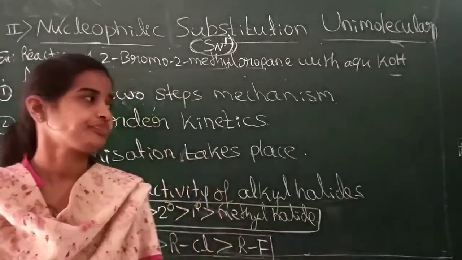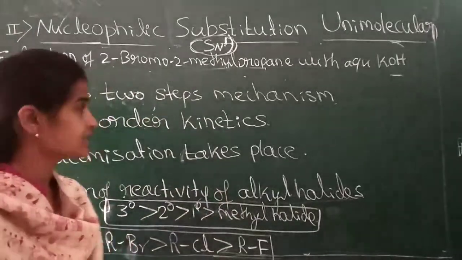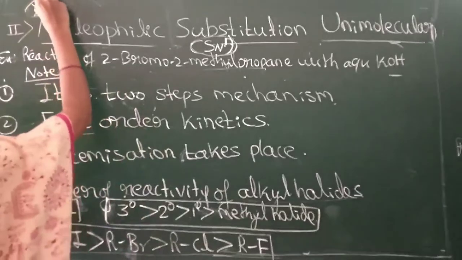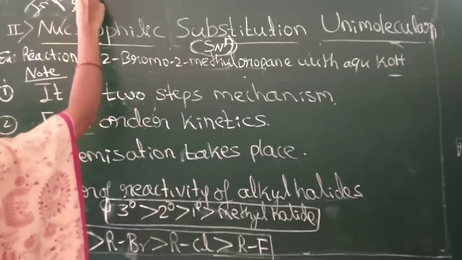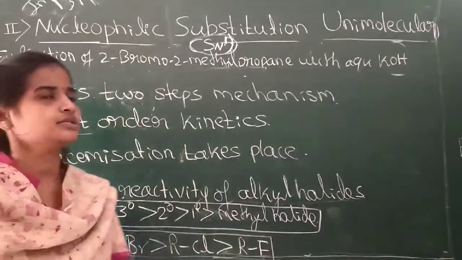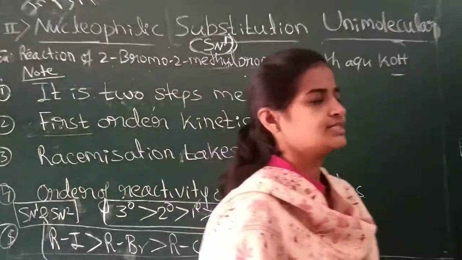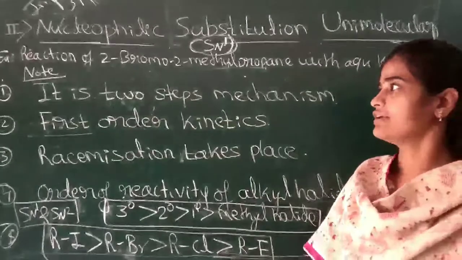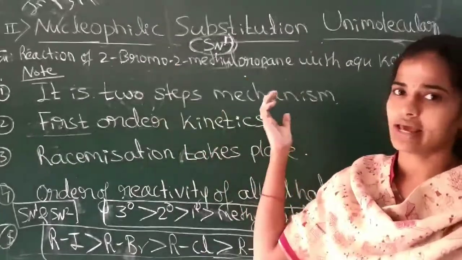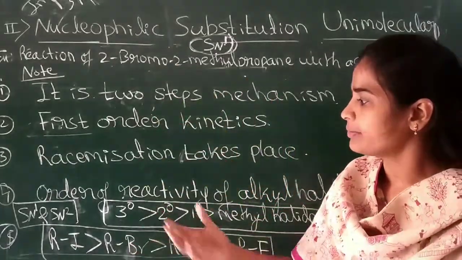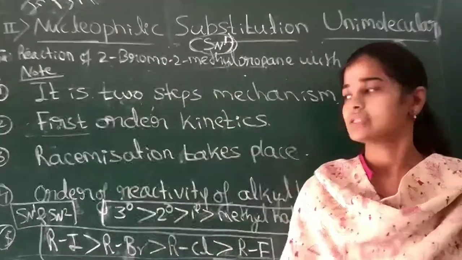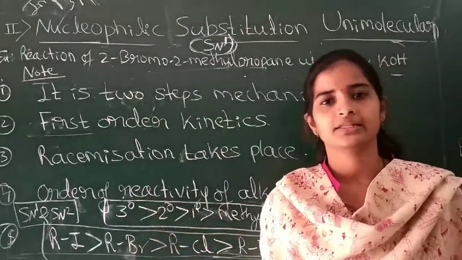These are marked as important here. If SN1 is asked, it will be asked for 3 marks. If SN2 is asked, it will be asked for 2 marks. Okay, hope the SN1 mechanism is clear to you. If it is asked, you have to write the reaction that I had written, and the two-step mechanism you have to write. And these are some points to be remembered regarding the mechanism.